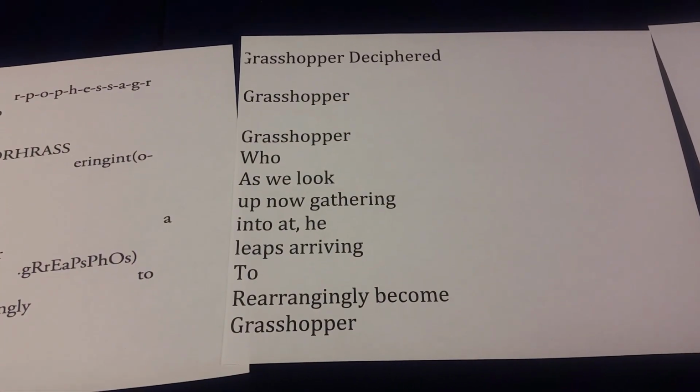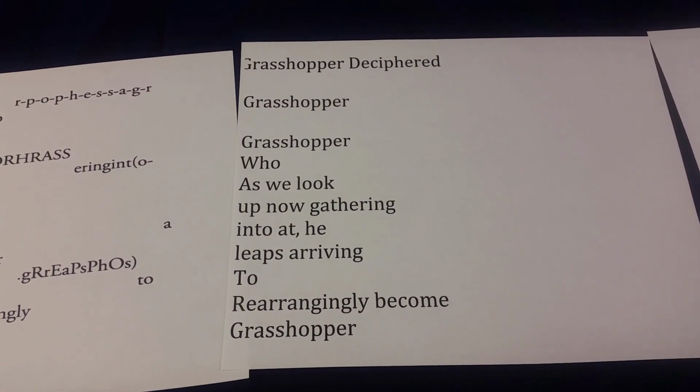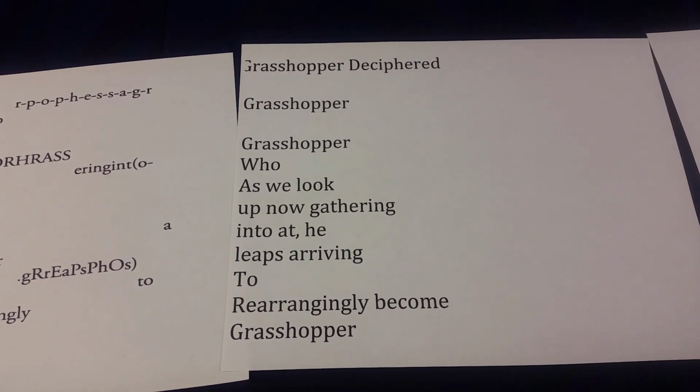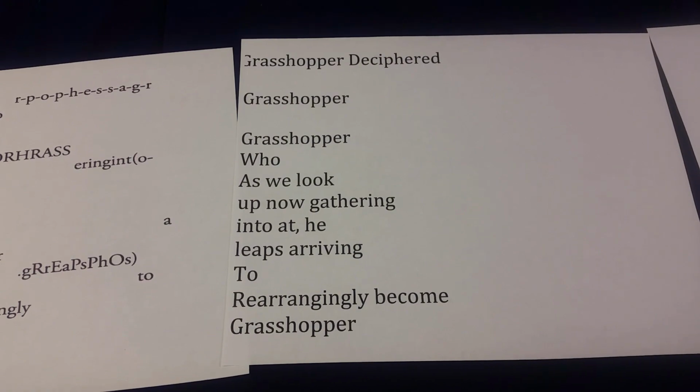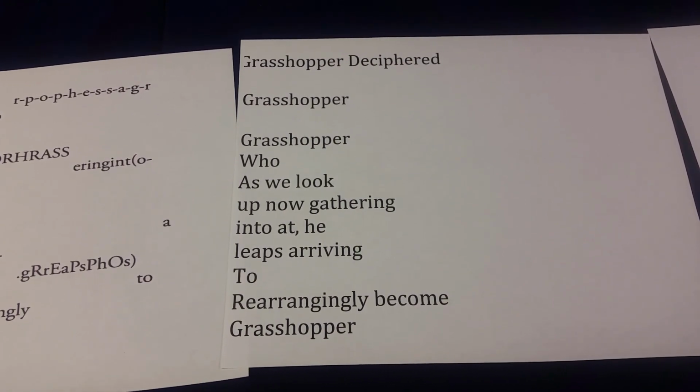Grasshopper deciphered reads: Grasshopper, who as we look up now gathering into at, he leaps, arriving to rearrangingly become grasshopper. Now, how did we get this from this?